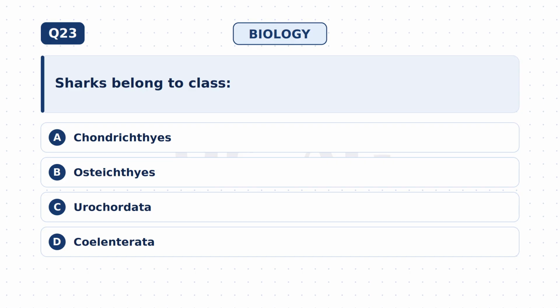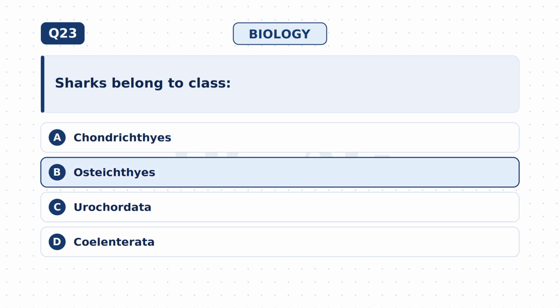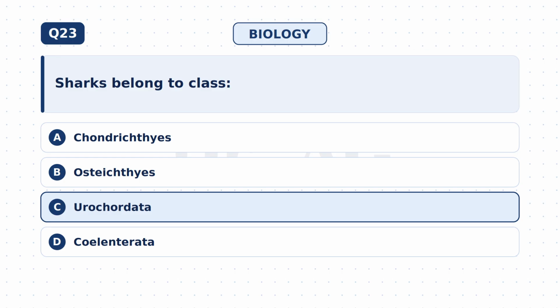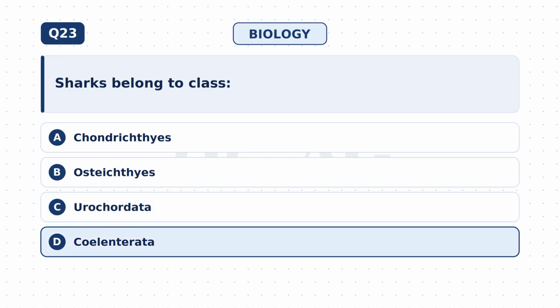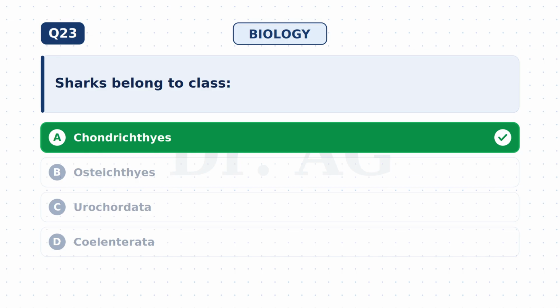Question 23. Sharks belong to class. Option A, Chondrichthyes. Option B, Osteichthyes. Option C, Urochordata. Option D, Coelenterata. The correct answer is A, Chondrichthyes.